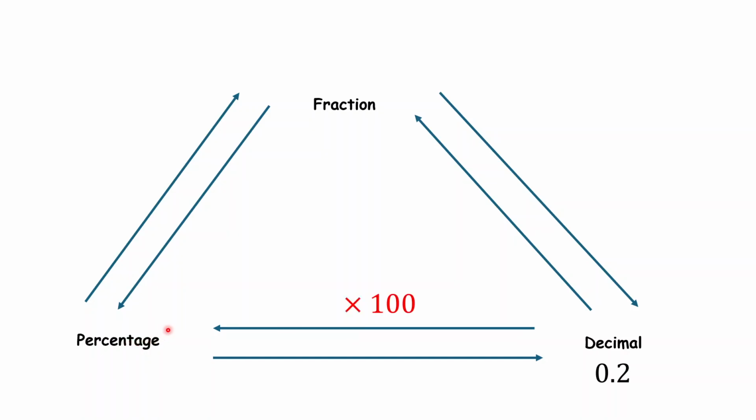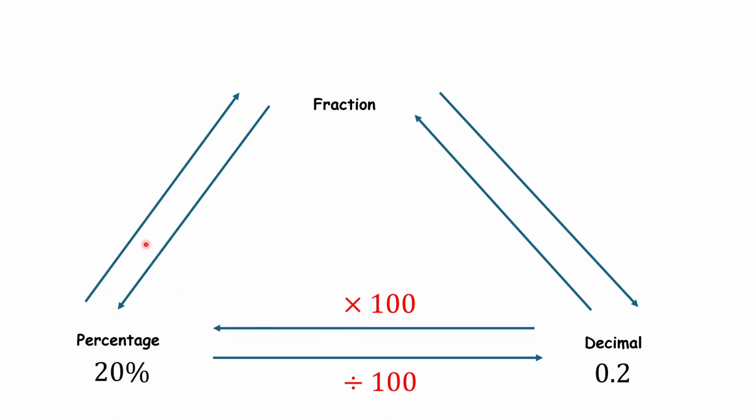Well, in summary, and we'll go through this in more detail in later videos, to get from a decimal to a percentage, you multiply by 100. 0.2 times 100 is equal to 20%. And then to go back from a percentage to a decimal, you do the inverse of multiplying by 100, which would be to divide by 100. 20 divided by 100 is 0.2. Now, we can go from a percentage to a fraction.